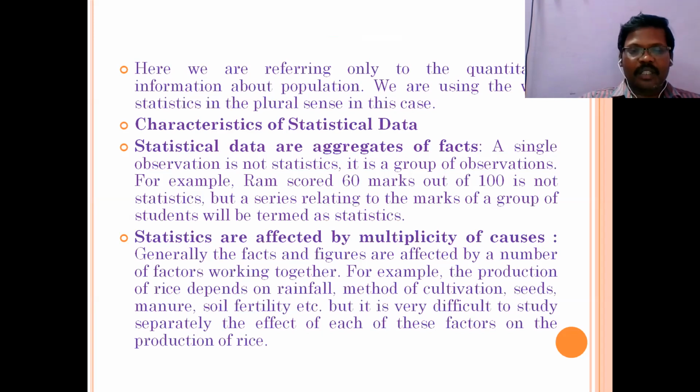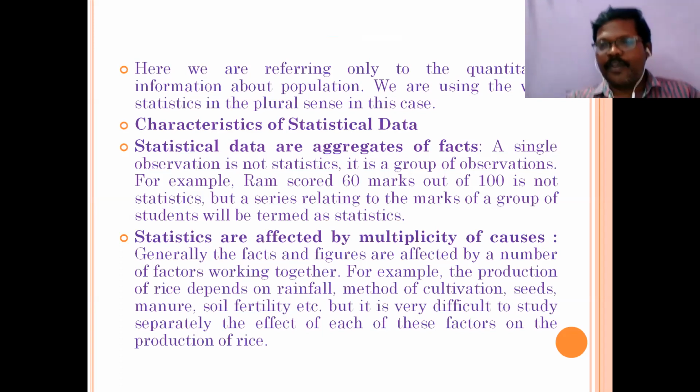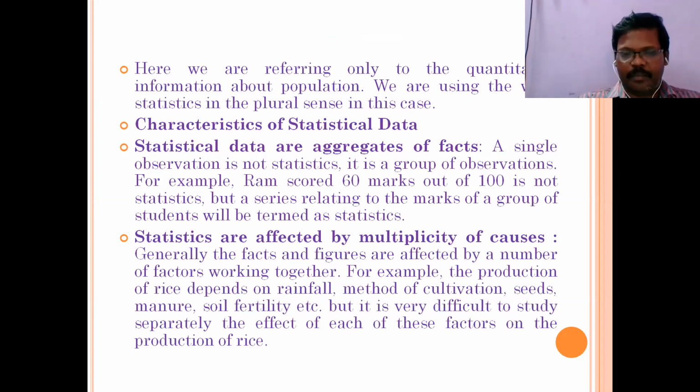For example, the production of rice depends on the rainfall. Here two types of variables are there, dependent variable and independent variable. What is the dependent variable? The rice is a dependent variable, whereas the rainfall is an independent variable, because if there is more rainfall, it will have an impact on rice production. So the rice depends on the rainfall.